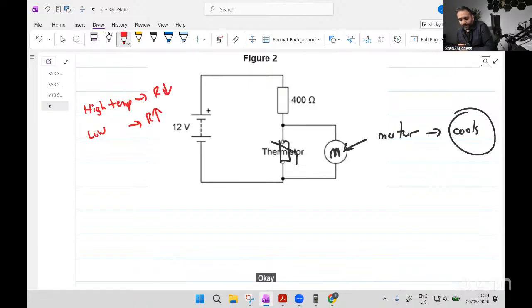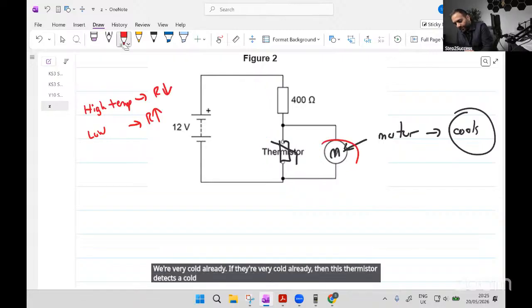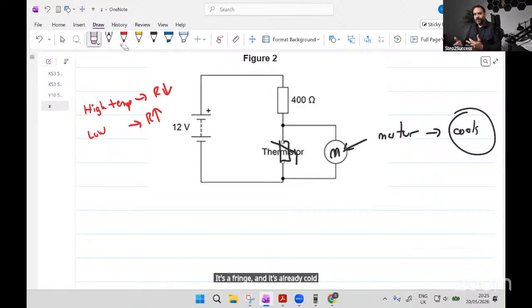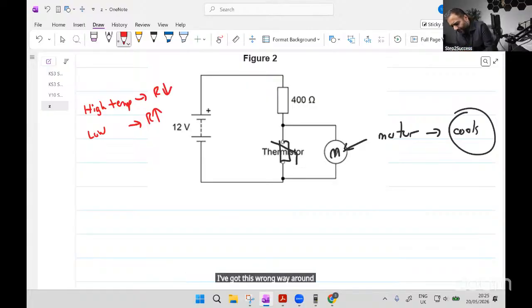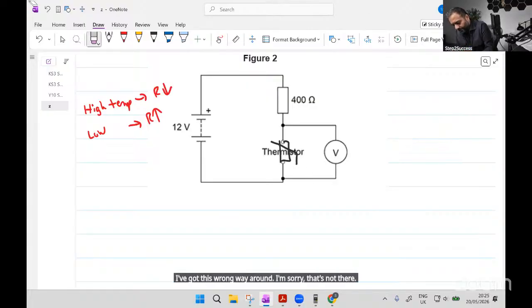Okay, so let's pretend that it is very cold already. If it's very cold already, then this thermistor detects a cold temperature. We do not need this motor to be on at the moment because it's a fridge and it's already cold. So you wouldn't want to waste electricity or whatever by turning that motor on. And so when it's really, oh, I've got this wrong way around. Sorry, that's not there. Oh, change this. Okay, let me redo the circuit.